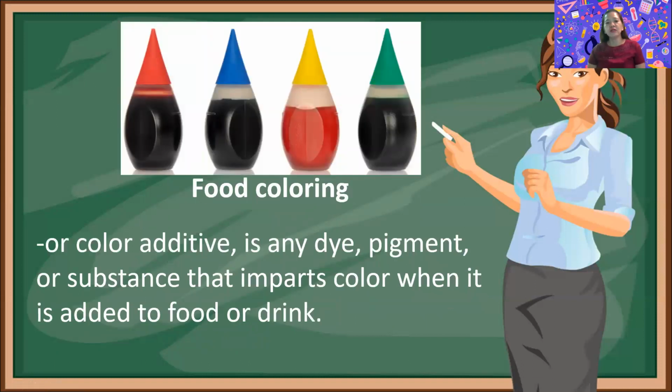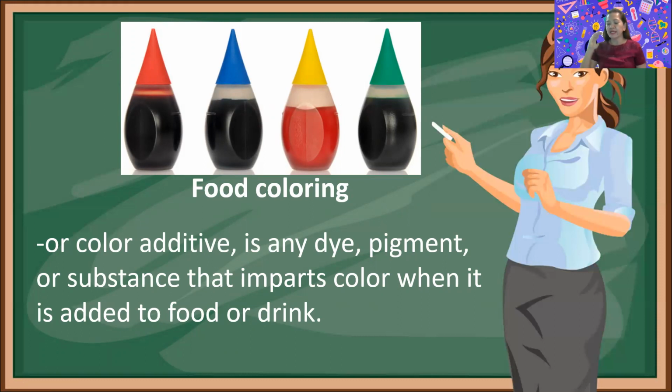Next, food coloring. I hope everyone is familiar with food coloring. This is a color that you put into liquid. For example, red food color, you mix it with water. It will blend with the water. So food coloring or color additive is any dye, pigment, or substance that imparts color when it is added to food or drink.